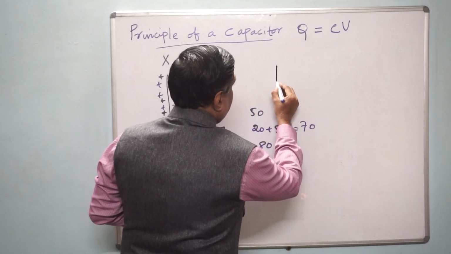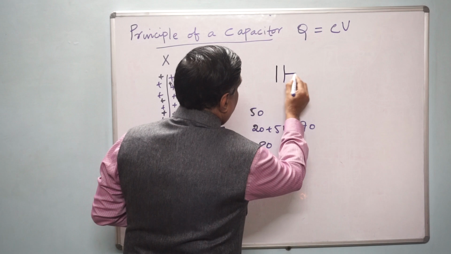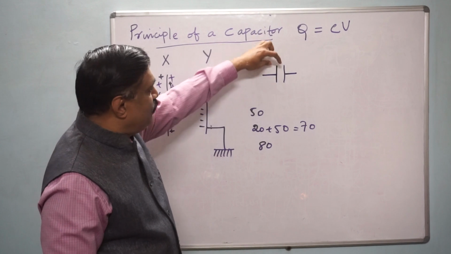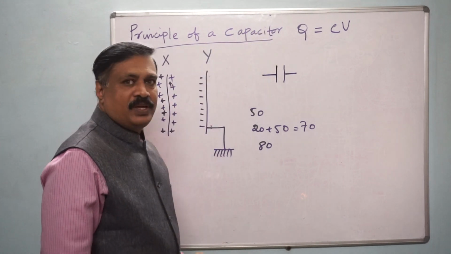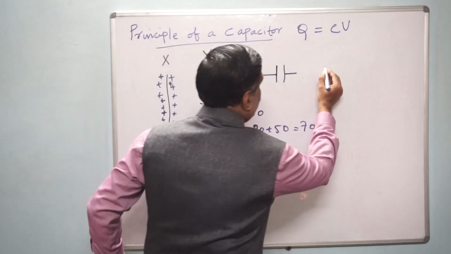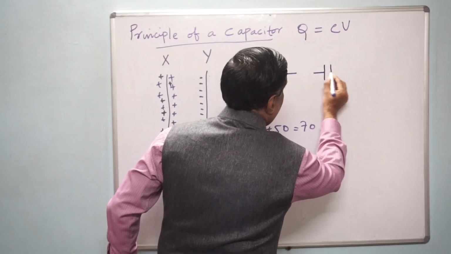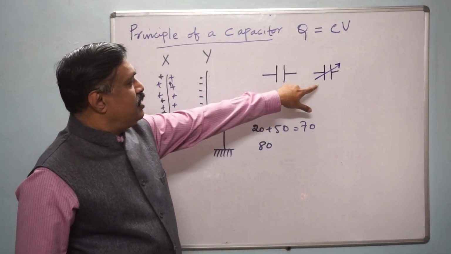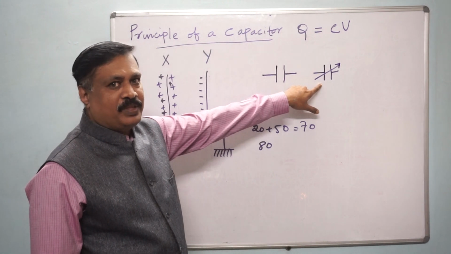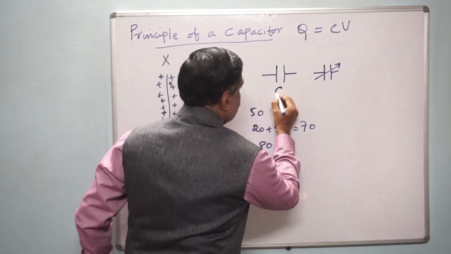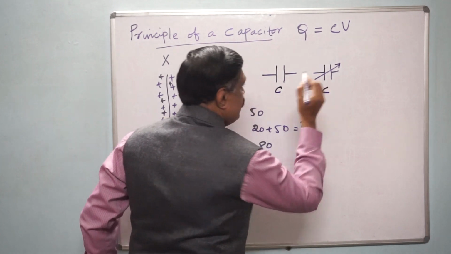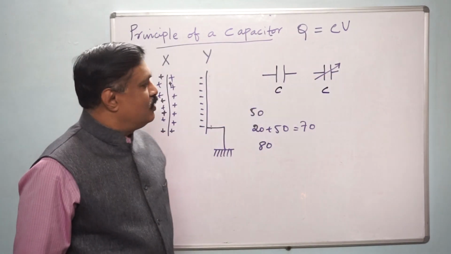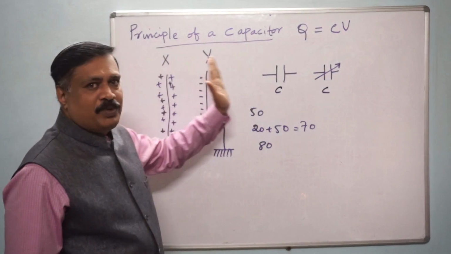The symbol for a capacitor is two parallel lines. Both should be parallel and equal, very close to each other. This is the capacitor symbol. If you put two parallel lines with an arrow on it, then it is called a variable capacitor. Sometimes we say variable capacitance like this. Now this is the principle of a capacitor.